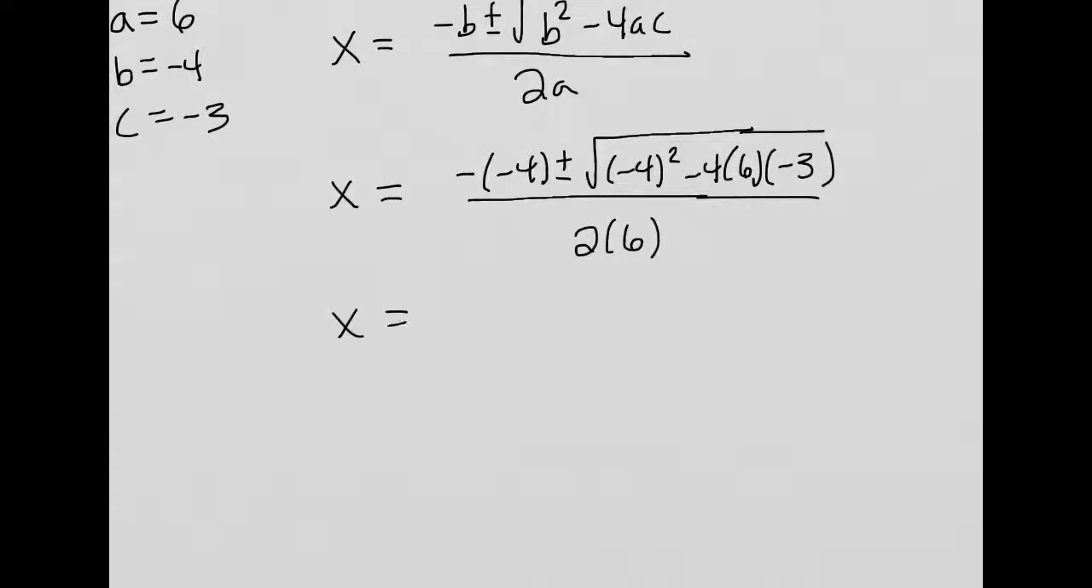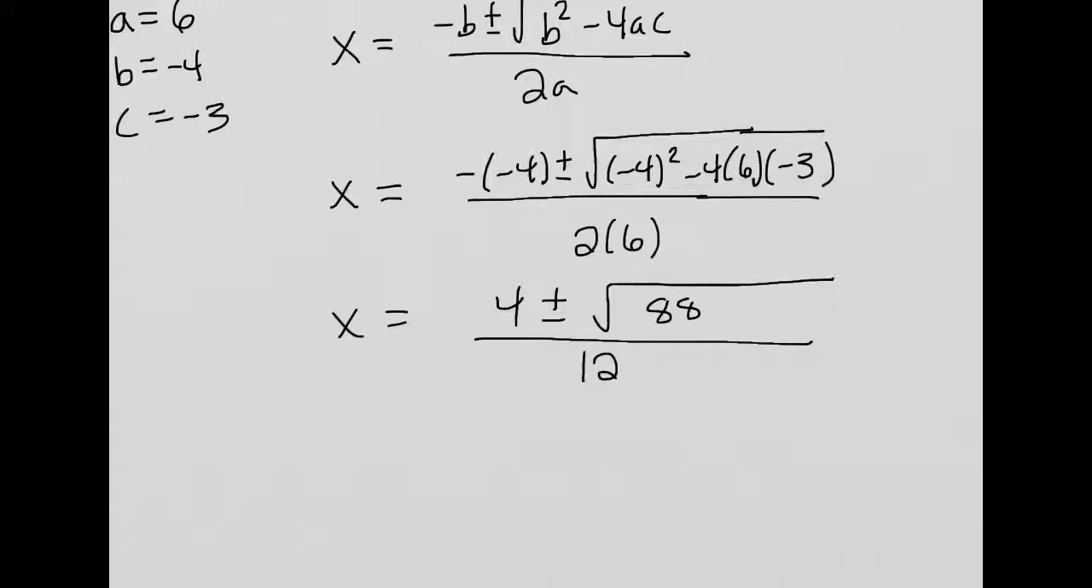So if we keep working this through, let's simplify it. So opposite of -4 is +4, plus or minus, and then under the square root, when I square a -4, I get +16. And then when I multiply these guys together, I think of this as just being connected to this 4. -4 times 6 is -24. -24 times -3 is +72. So +72 plus 16 is 88. And then on the bottom, 2 times 6 is 12.